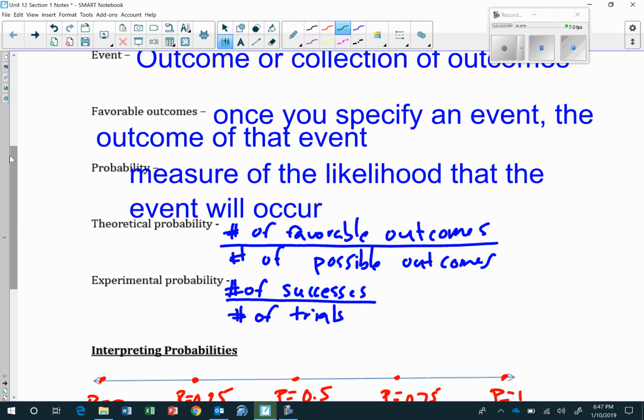Experimental probability is then the number of successes over the number of trials. If you notice, this is because we're actually doing the experiment. So if I actually rolled the number cube 10 times and I was trying to get an even number, I put the number of even numbers that I got on the top, and then I put 10 on the bottom.